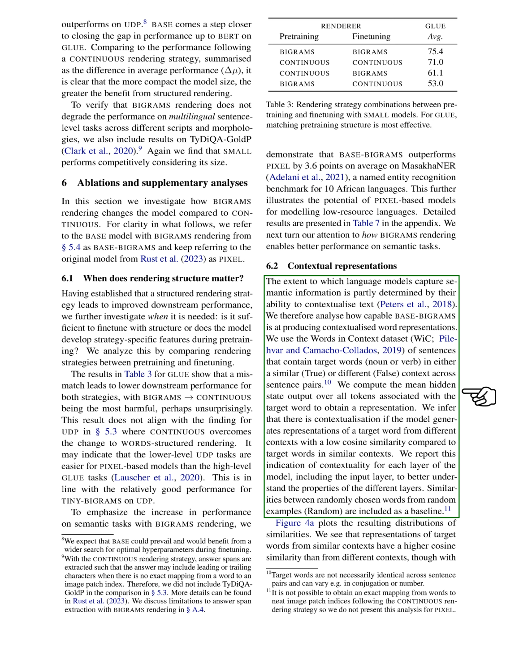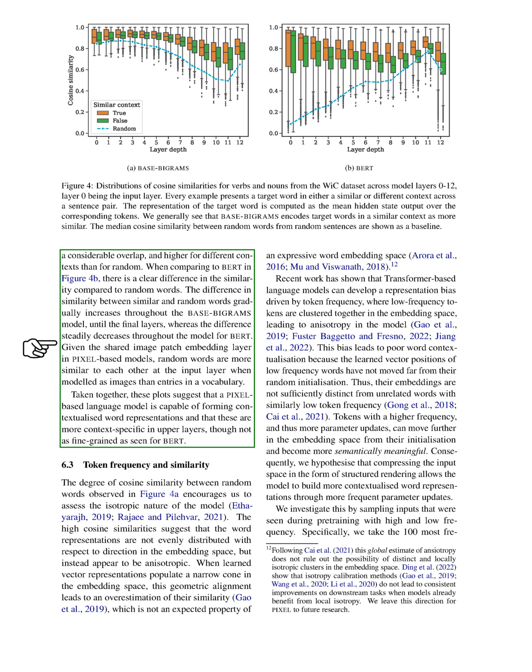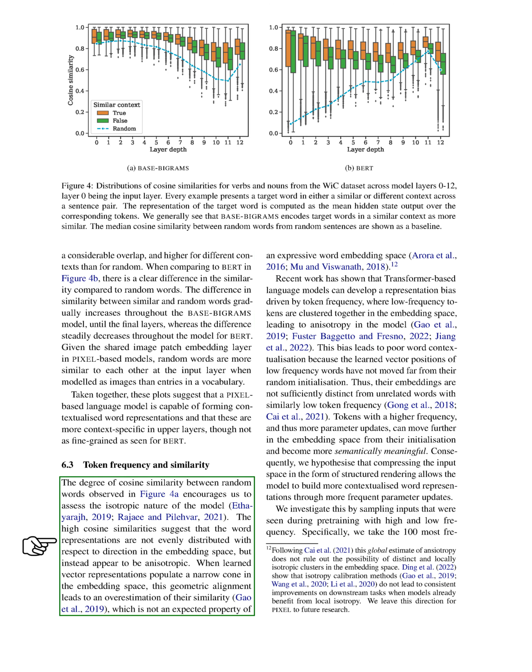We found that the model generates representations of a target word from different contexts with a low cosine similarity compared to target words in similar contexts. This suggests that a pixel-based language model is capable of forming contextualized word representations, although not as fine-grained as seen for BERT. We've also investigated the isotropic nature of the model. We found that the word representations are not evenly distributed with respect to direction in the embedding space, but instead appear to be anisotropic. This geometric alignment leads to an overestimation of their similarity, which is not an expected property of an expressive word embedding space.